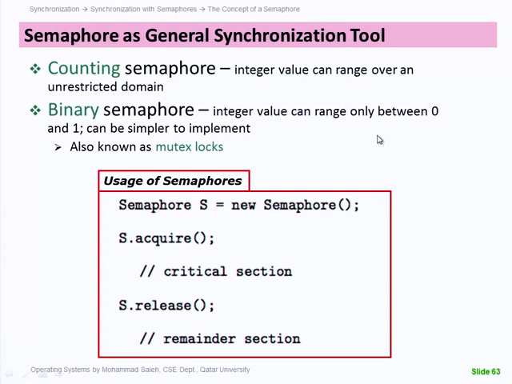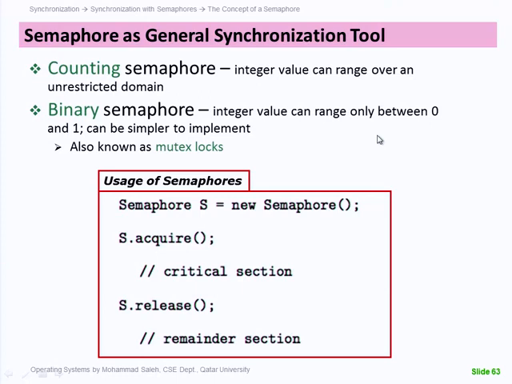-1, but the process will wait. So whenever we decrement the value, we check. If it's negative, it means the process is not given the resource. It's waiting for it. So acquire does this.